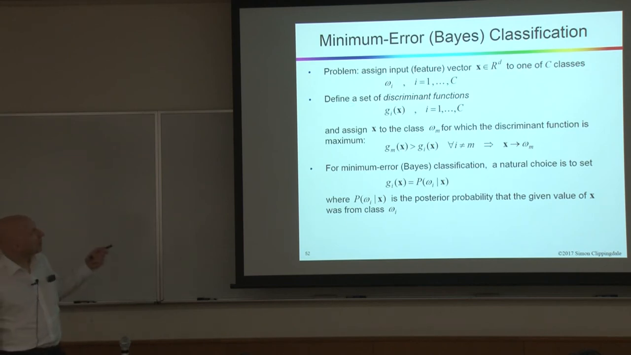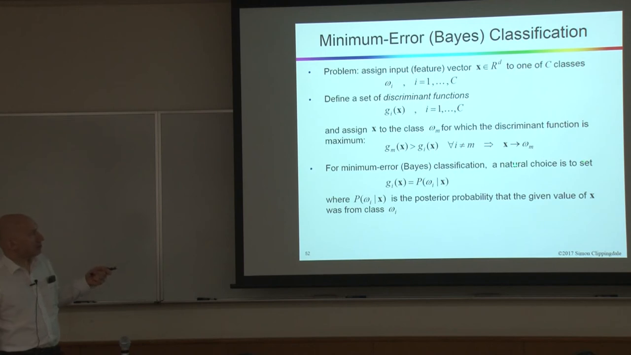And to do that, we define a set of these so-called discriminant functions, one for each class, which depend on where the input vector lands in the feature space. And we assign the input vector X to the class omega M for which the discriminant function for that class is bigger than the discriminant function for any other class at the location X in the feature space. And if that's true, then we'll assign X to the class omega M. You can show quite easily that this minimizes the average error over the whole data set.